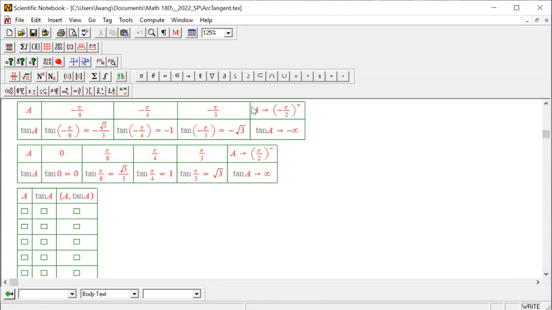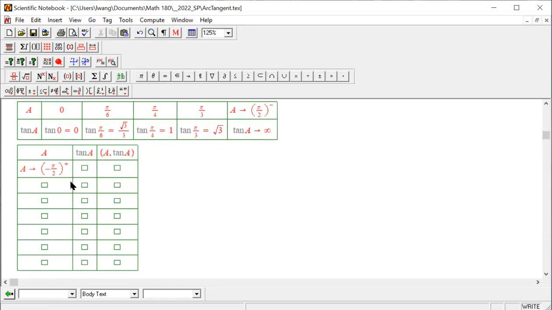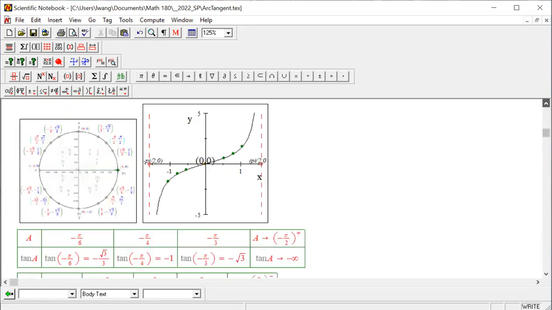Okay, from A approaching negative pi over 2 from larger than pi over 2, which is going this way. Okay, which is going this way, right? Let me mark it, right? It's just going this way, right? So that's what it was for.